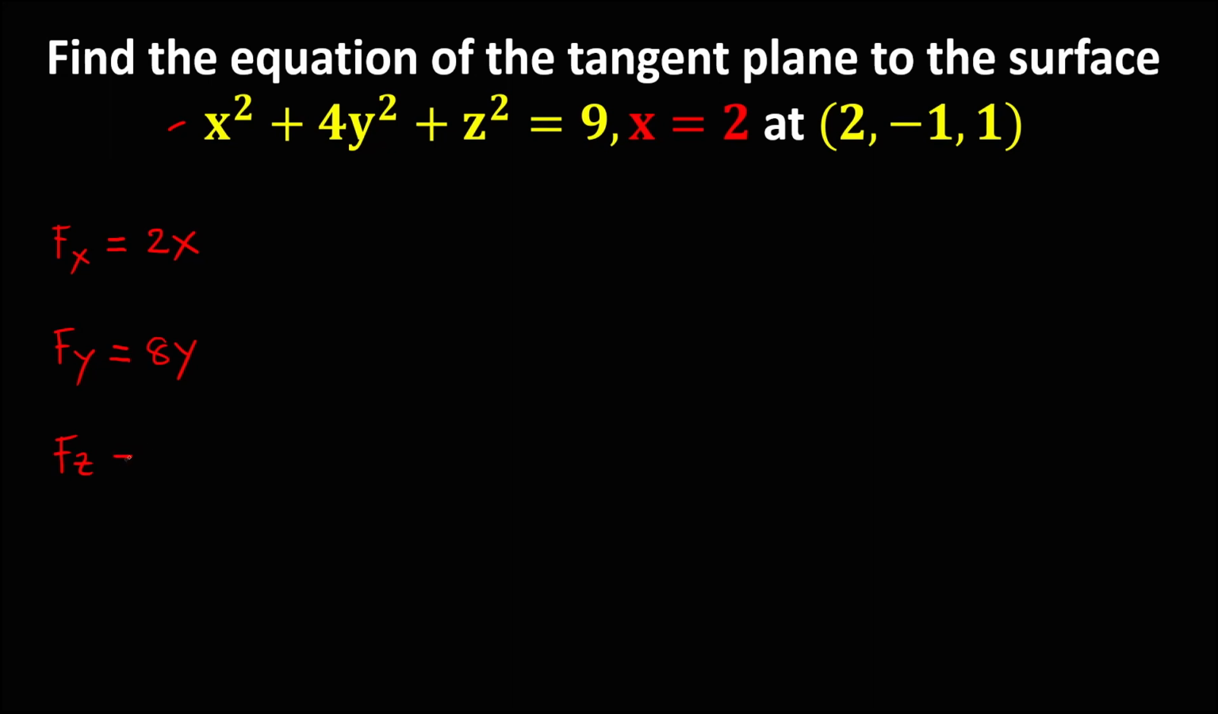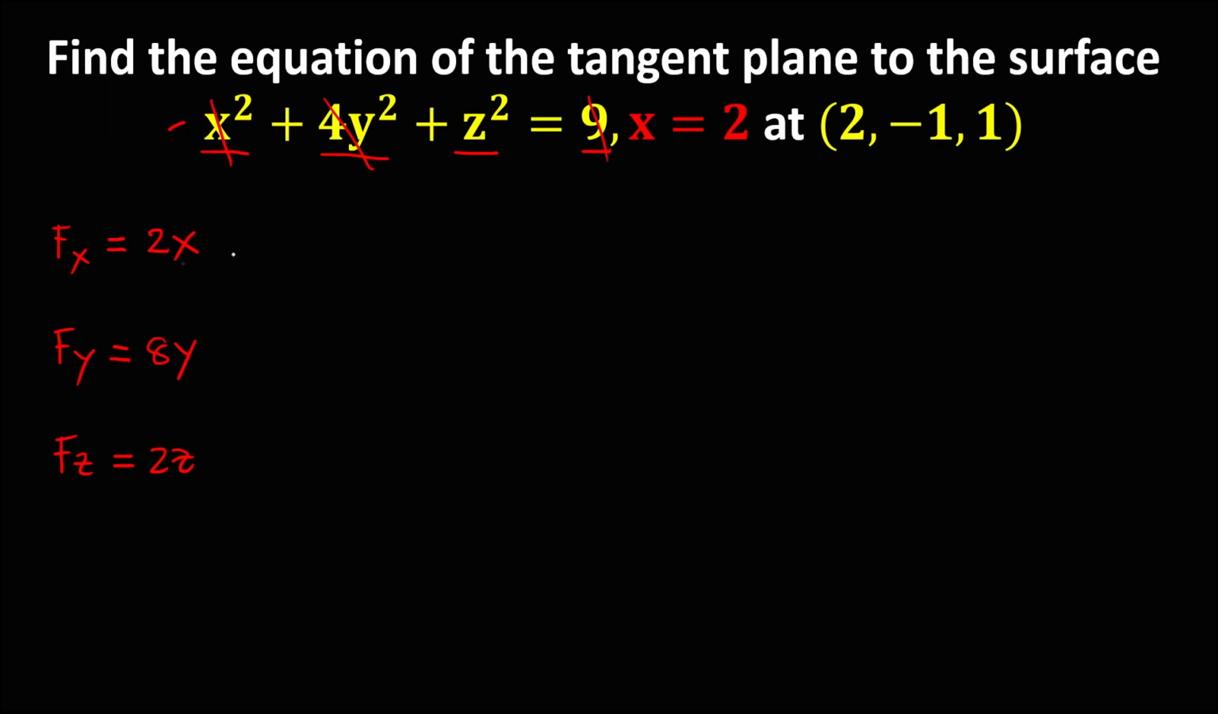Then for the value for f sub z, find the derivative for the terms with z. For this term, no z, this one is 0. For this term, no z, this one is 0. And for this term, we have z to the power 2. So the derivative of z to the power 2 is 2z. And for this term, this one is 0. So f sub z equals 2z.